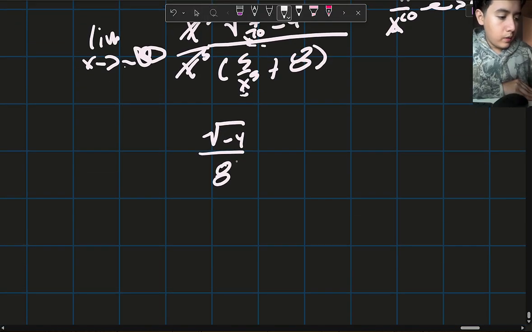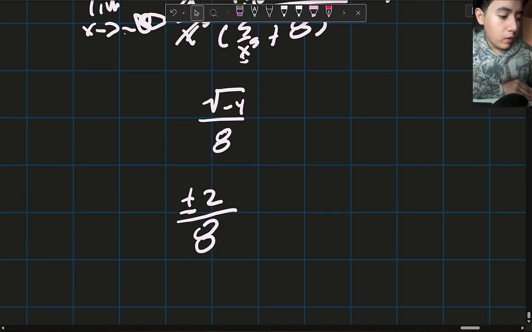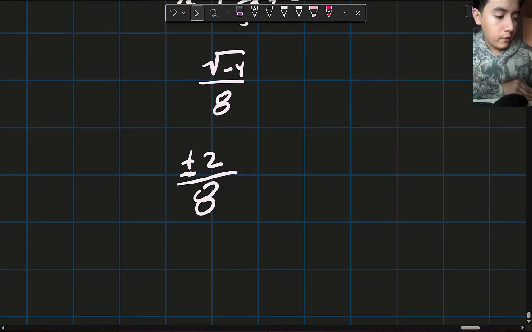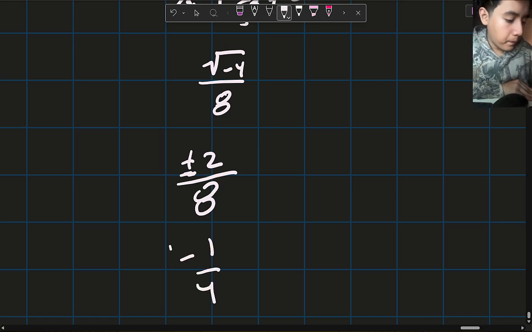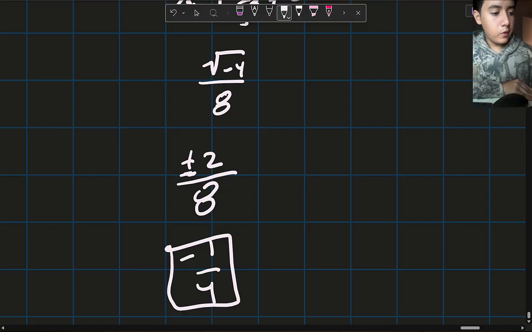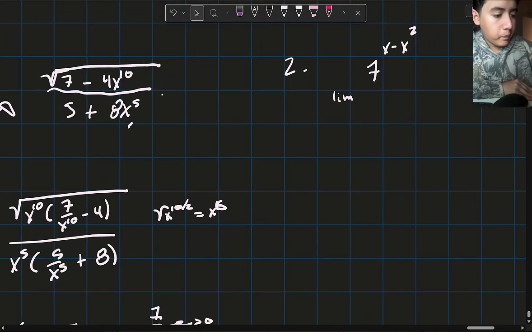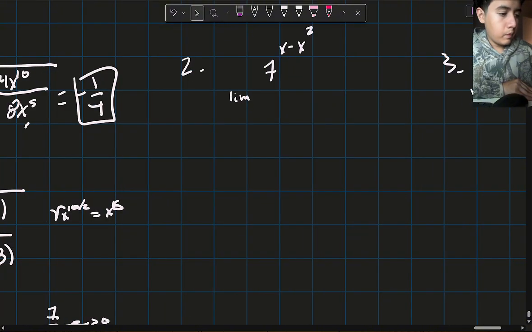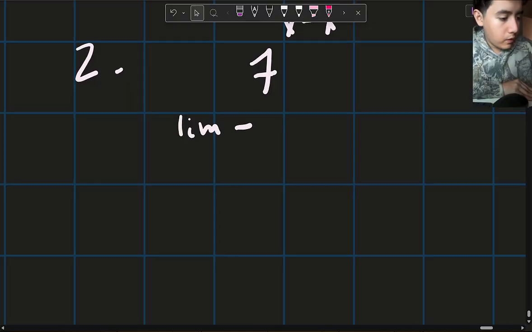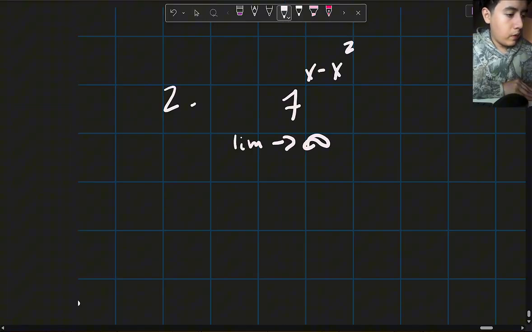This will become plus or minus 2 over 8. Since we're looking at negative values, we're going to choose -2. So this will become -1 over 4. And that is our solution for number 1. Oops, I forgot to write my positive infinity right there.